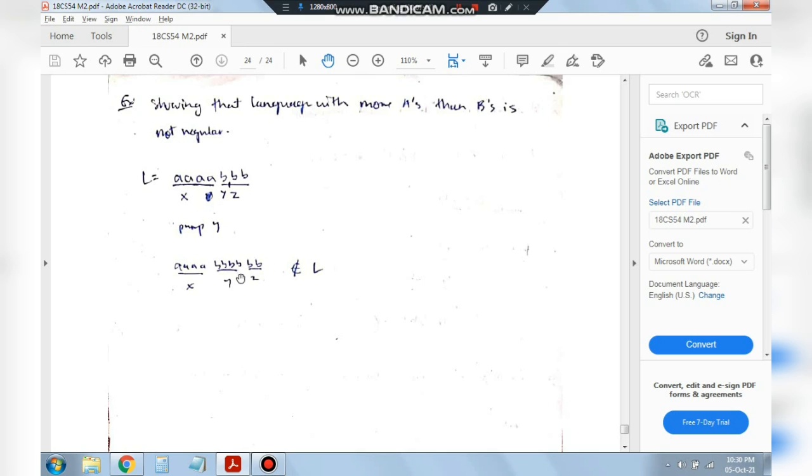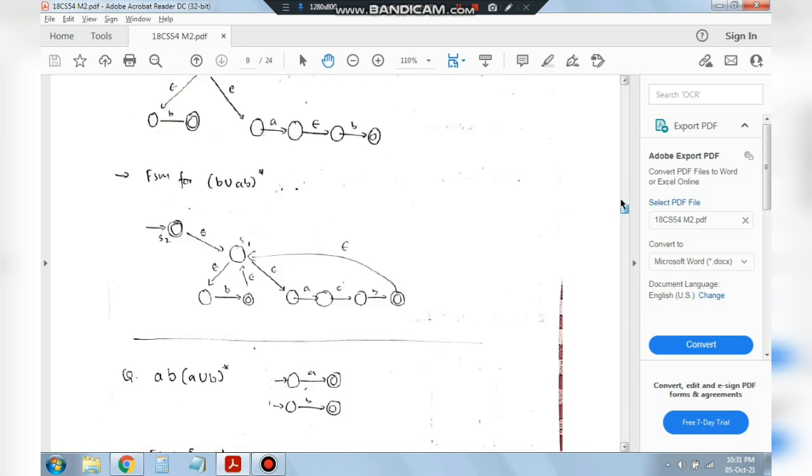So the total number of B will be more, right? So when B is more, it does not belong to the language which says A should be more. Therefore, if it does not belong to the language, that means it's not regular. Okay, so this is pretty much it about module 2.